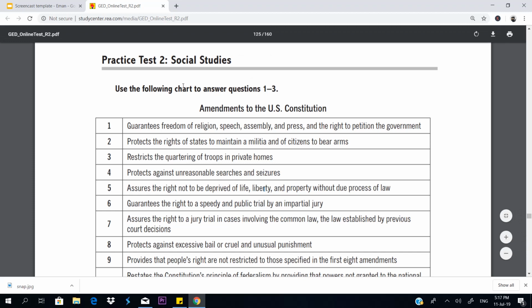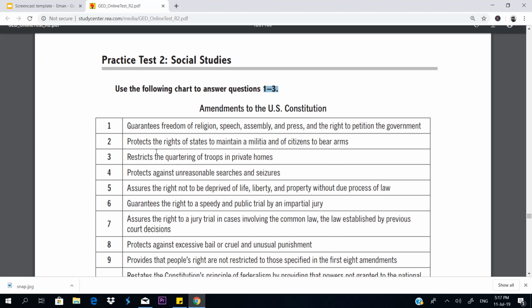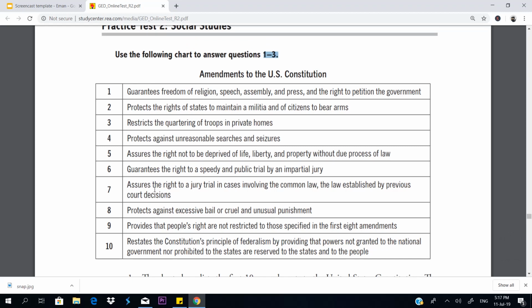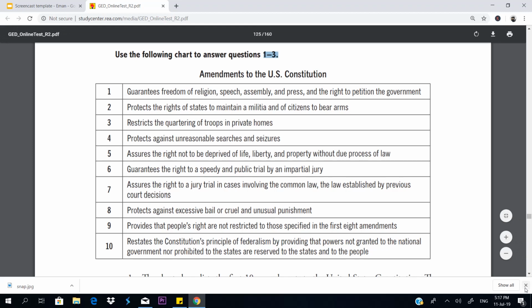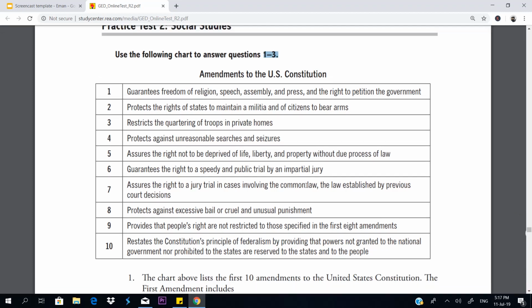Okay, so let's look here. It says, use the following chart to answer questions 1 to 3. So we automatically know there's going to be 3 questions about the chart that's below. And the chart is the amendments to the US Constitution. Now we all know what the US Constitution is. We all know why it was brought in. But a few years later, there was something called the Bill of Rights that was brought in. And that's what we can see in front of us here today.